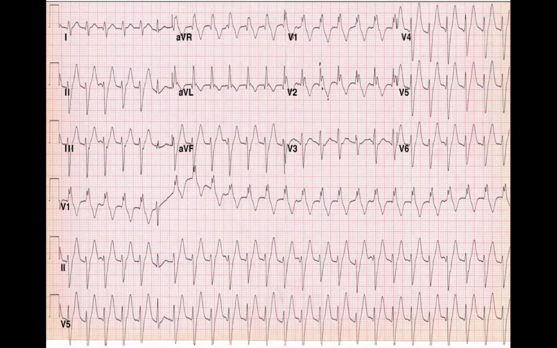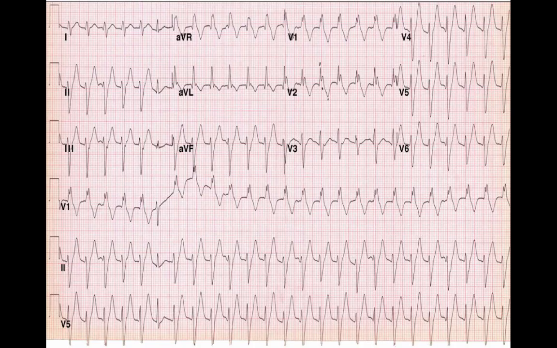So here's your most common posterior fascicular VTAC. I've got my right bundle branch block pattern. I've got my upright complexes in V1. I've got my slurred S waves in V6 and lead 1. And then I've got my pathologic left axis deviation. Again, this fails Brugada's criteria.